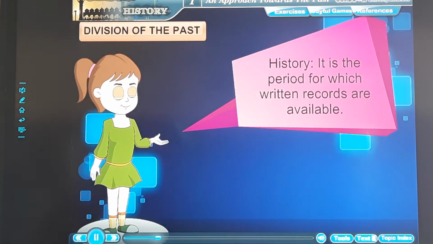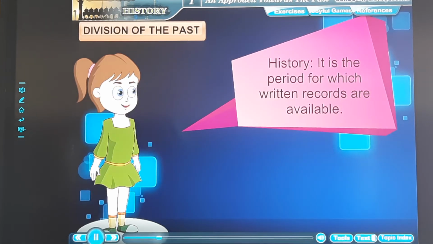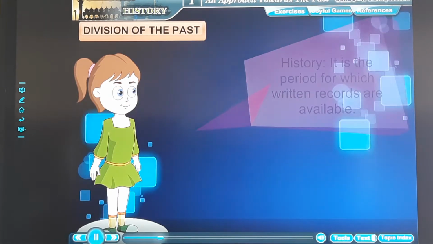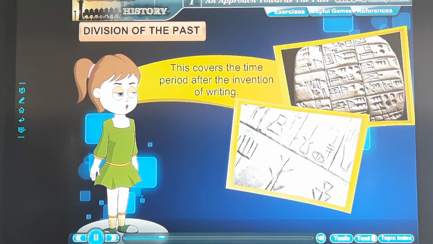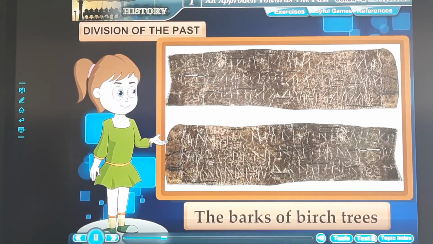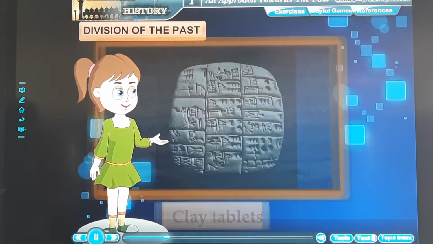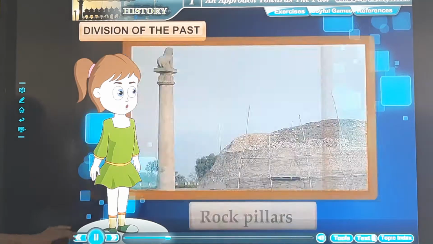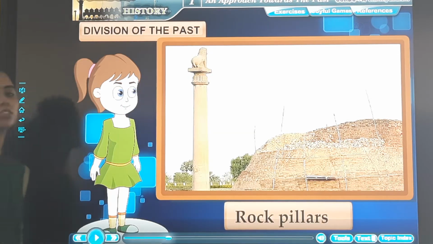History. It is the period for which written records are available. This covers the time period after the invention of writing. Early writing was done on the barks of birch trees, clay tablets, palm leaves, copper plates and rock pillars.